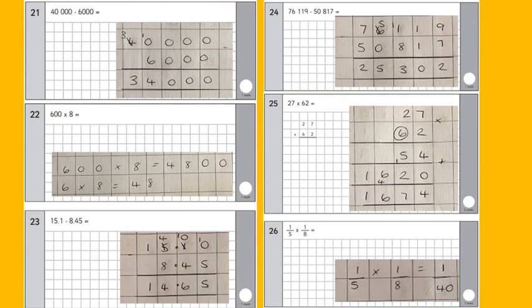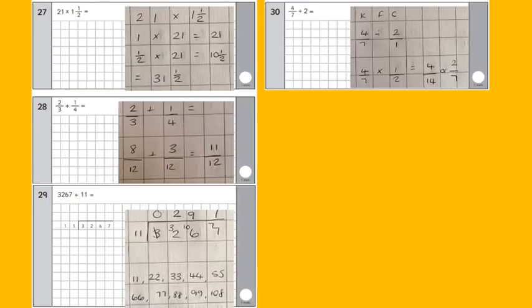Now this is the only fractions question where you don't need to worry about the fact that you have different denominators. As soon as it's a multiplication of fractions question, you celebrate because it's nice and easy. You just multiply your numerators together, which is 1, and multiply your denominators together, which is 40.